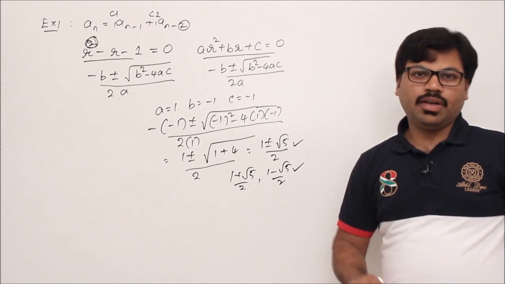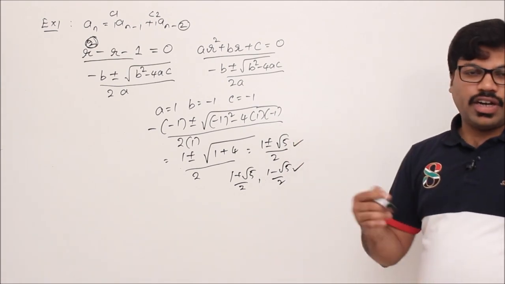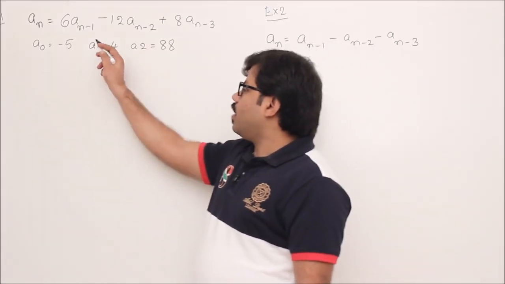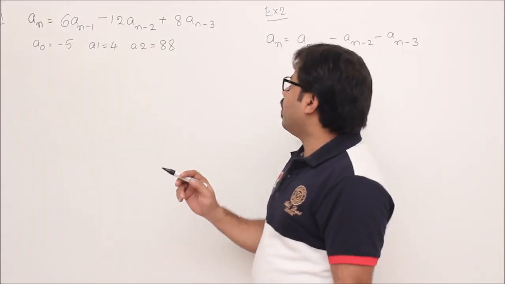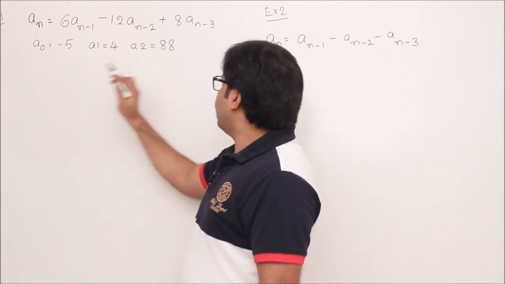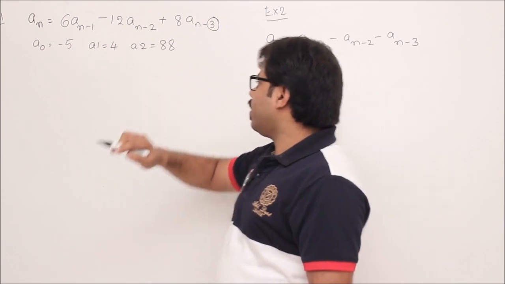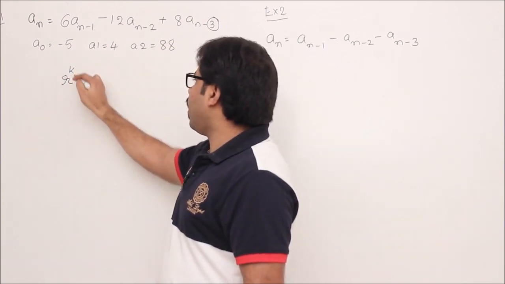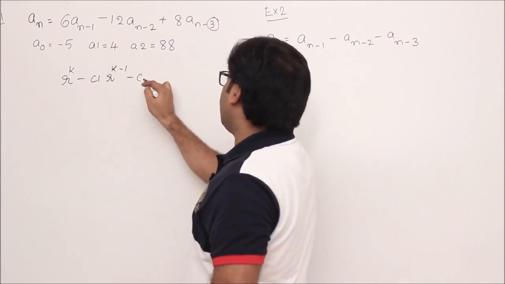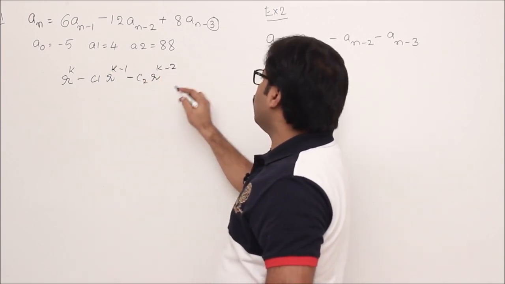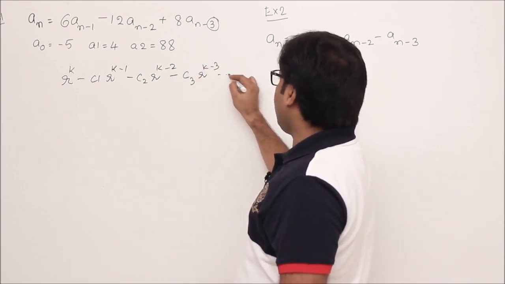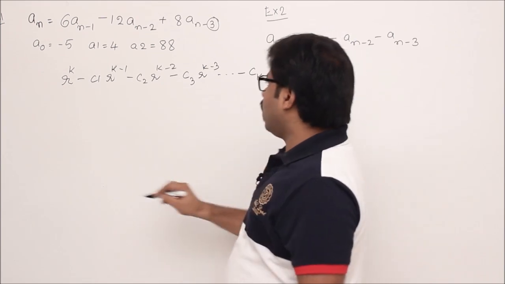That's it. Okay. So we'll see one more example and we'll try to find out the characteristic equation followed by roots. So one more example. a_n equal to 6 a_{n-1} minus 12 a_{n-2} plus 8 a_{n-3}. I am writing the characteristic equation. So we know that here the order is 3, correct? So the formula is r power k minus c1 into r power k minus 1 minus c2 into r power k minus 2 minus c3 into r power k minus 3, and so on, correct? Minus ck.